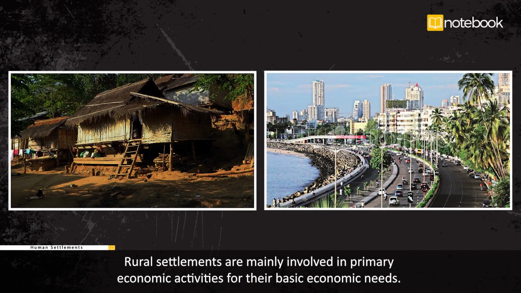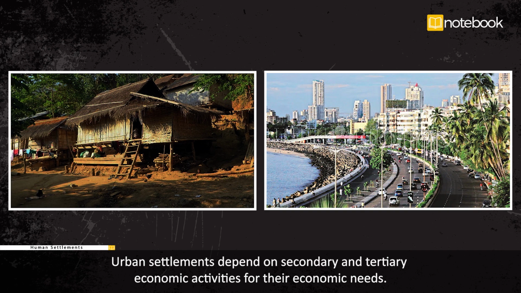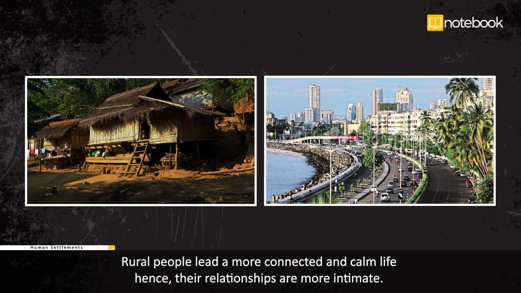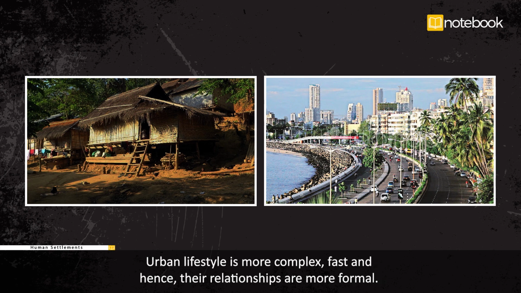Rural settlements are mainly involved in primary economic activities for their basic economic needs. Urban settlements depend on secondary and tertiary economic activities for their economic needs. Cities and urban settlements are points of economic growth that serve both the rural and urban settlements. Rural people lead a more connected and calm life. Hence, their relationships are more intimate. Urban lifestyle is more complex and fast, and hence, their relationships are more formal.